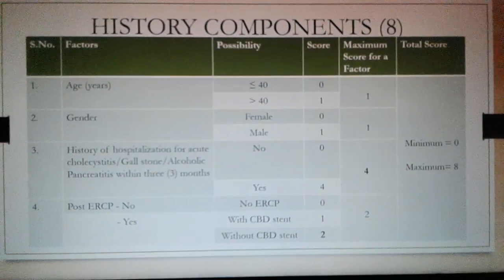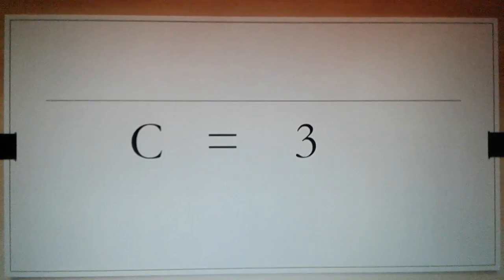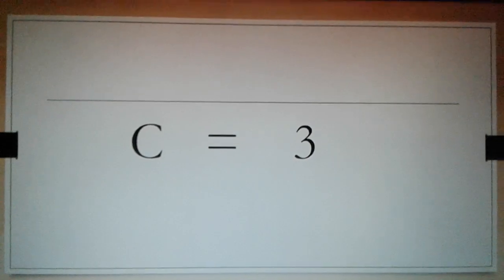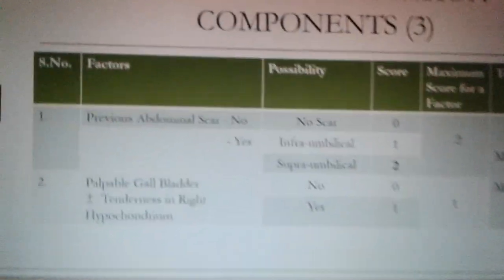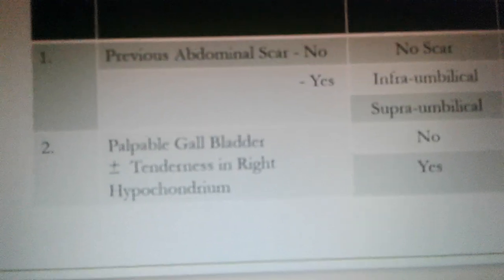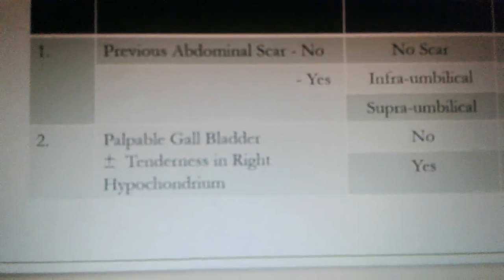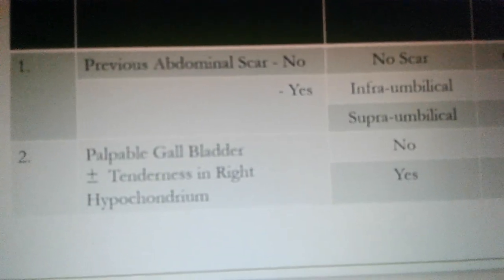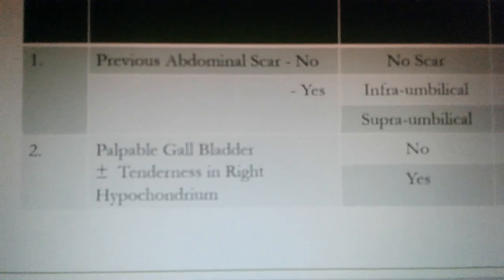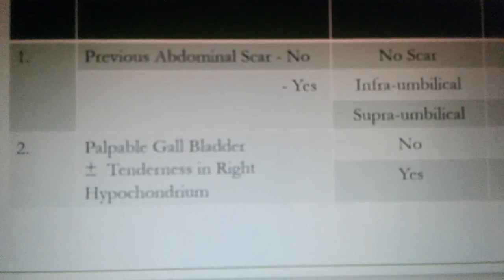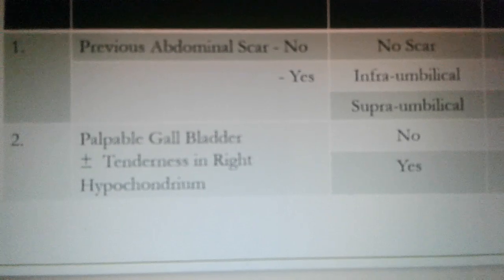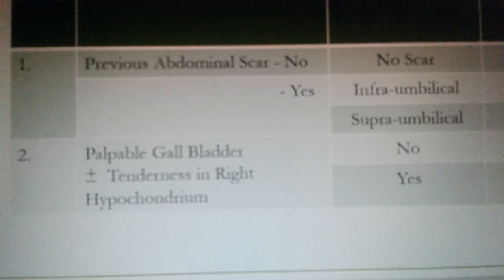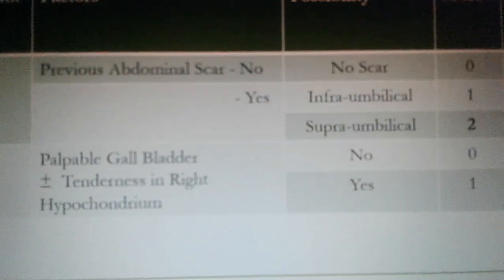Okay, let's go to the C. C stands for clinical parameters, the clinical examination factors. Maximum score here is 3. What are the factors we have taken here? There are broadly 2 factors. Previous abdominal scar, whether that is present or absent. And the second factor is palpable gallbladder on presentation, presence or absence of tenderness in right hypochondrium. These 2 factors we have taken into account.